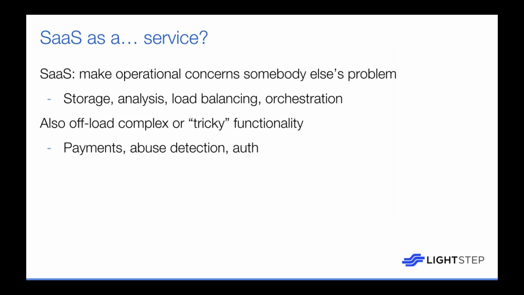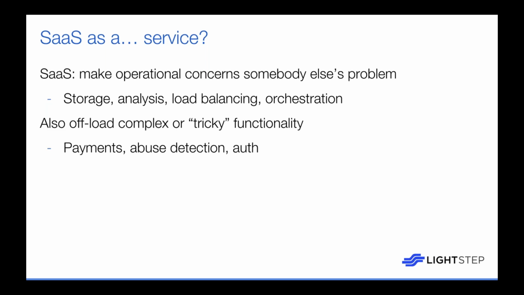Second example I want to talk about is SaaS, and thinking about SaaS just as another service. So SaaS is a great option for a lot of things. We use SaaS for a lot of things at Lightstep. It's a way for us to focus on the places where we as an engineering team can provide the most value and make the operational concerns someone else's problem.